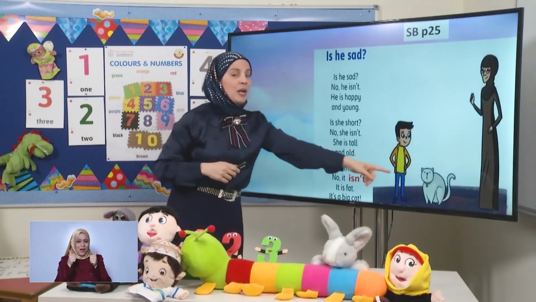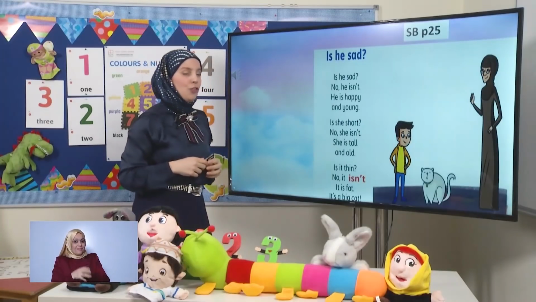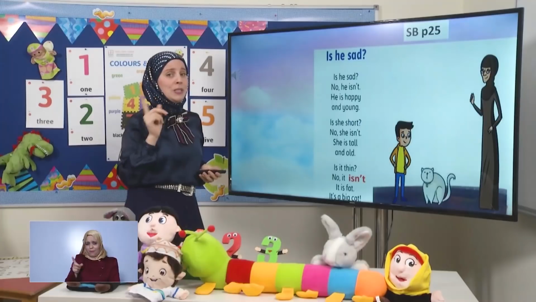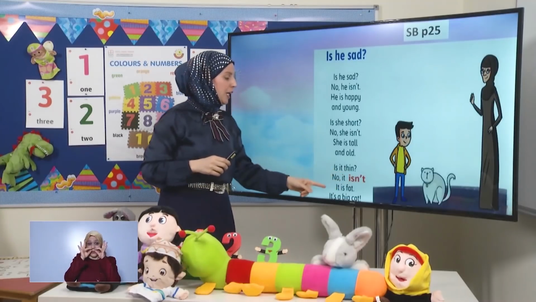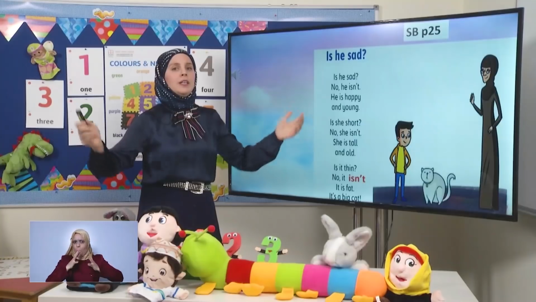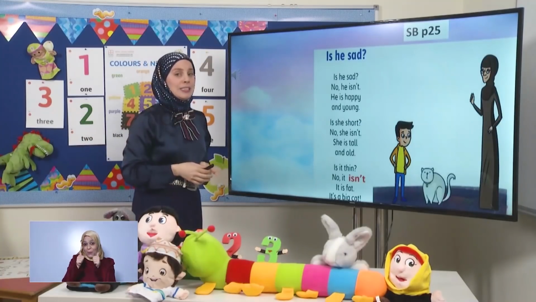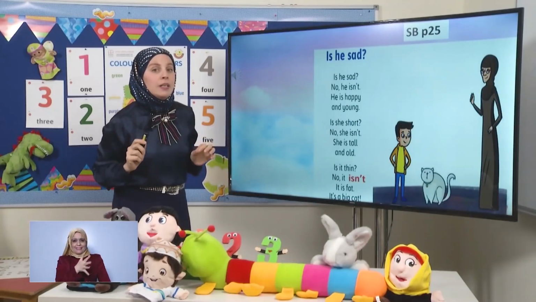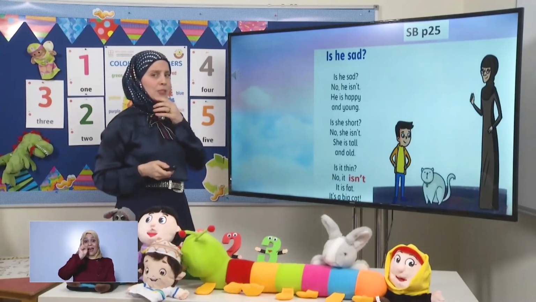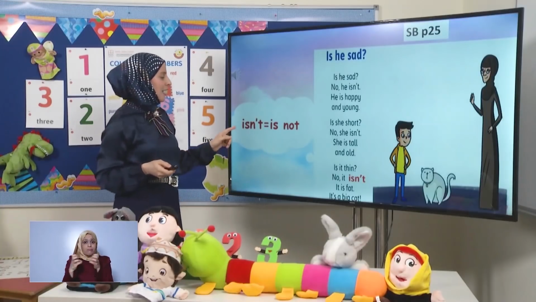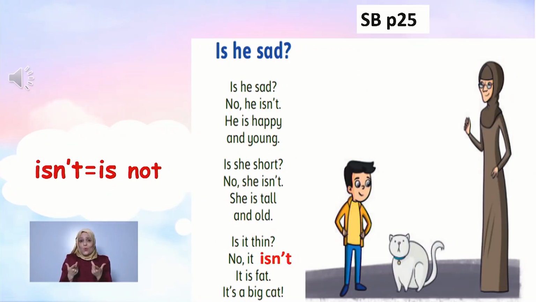Yeah. Look at the cat. Is it thin? No, my students. What's your answer? Yeah. No, it isn't. It is fat. It is a big cat. Great job, my students. Now, pay attention. Look at isn't. What about isn't? Isn't means is not. Say with me. Isn't. Isn't. Isn't. Great job, my students.